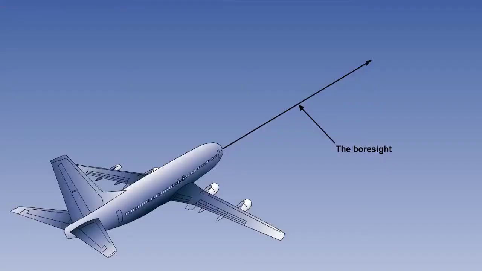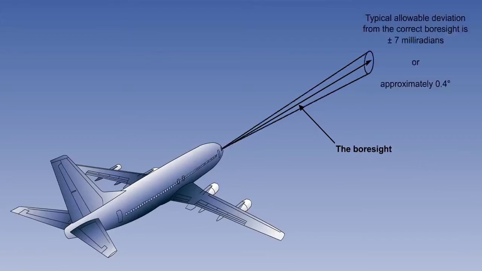It is essential that the data generated on the HUD is very accurately aligned with external data. This process of correctly aligning is called bore sighting. Typical bore sighting accuracy is plus or minus 7 milliradians, or less than half a degree.